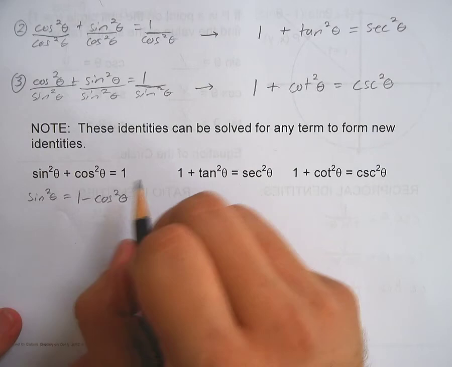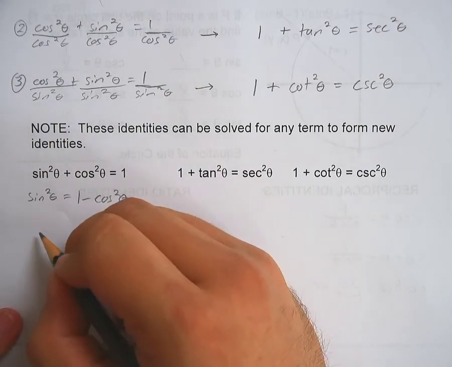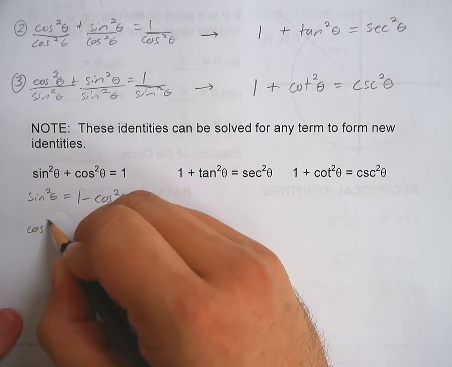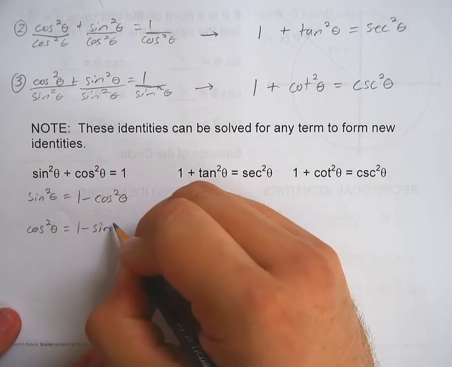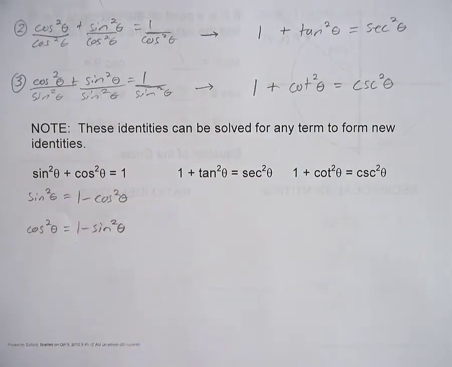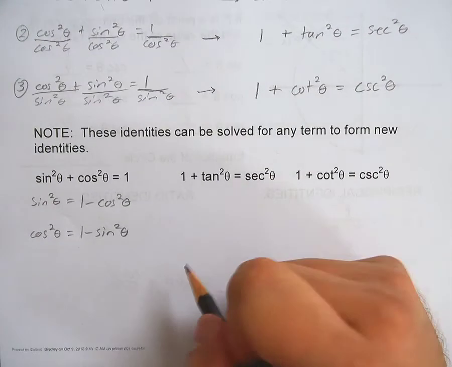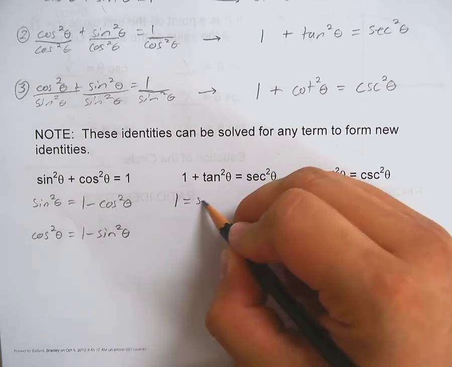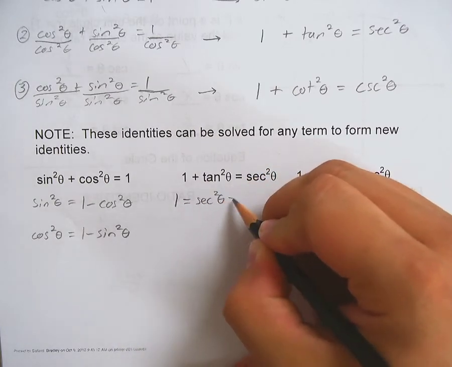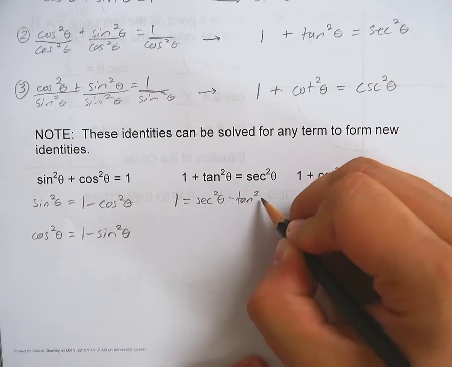And then let's say we do the same thing with sine. Let's say we subtract sine over there, and we say that cosine squared theta is 1 minus sine squared theta. It's understandable, right? Let's do that with all of them here. Say we move that tangent over yonder, so that 1 is equal to secant squared theta minus tangent squared theta.